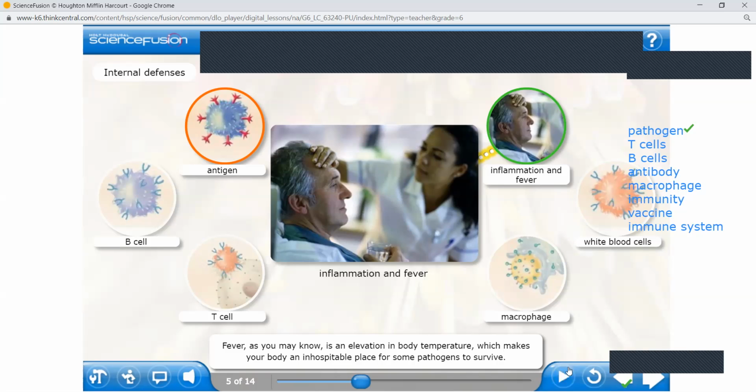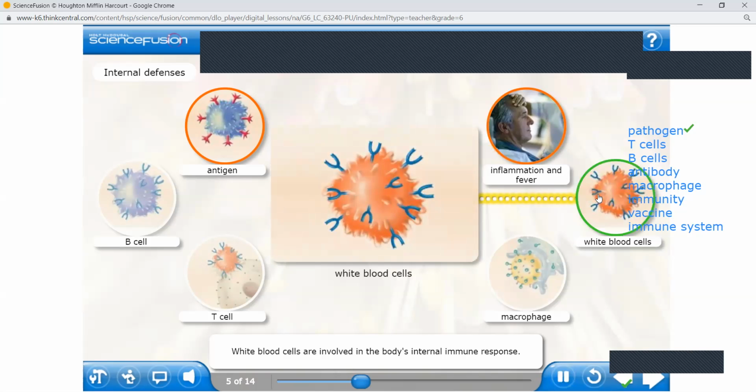Yes. Okay, so let us continue now. In body temperature, which makes your body an inhospitable place for some pathogens to survive. White blood cells are involved in the body's internal immune response. Different types of white blood cells can attack pathogens either directly or indirectly. The immune system consists mainly of 3 types of white blood cells. So, either directly or indirectly, they go and fight with these pathogens.